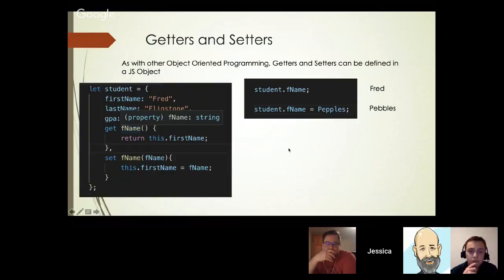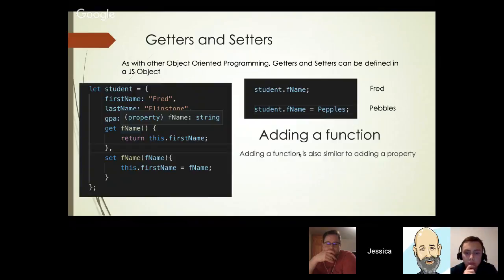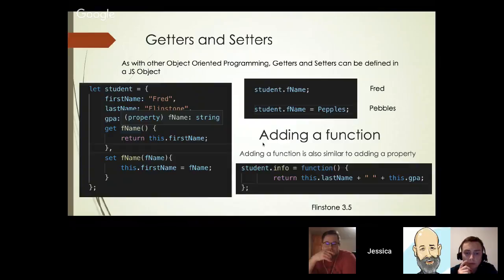As far as I know, that's the only method type on the objects that you don't have to use them. You can add a function later, after the object's been created. It's the same kind of idea. So if we wanted to be able to return the last name and GPA, you would have the object name, then info would be the method name, and then you would define the function here. This would now be part of the object. You'd be able to access that just like any other object.